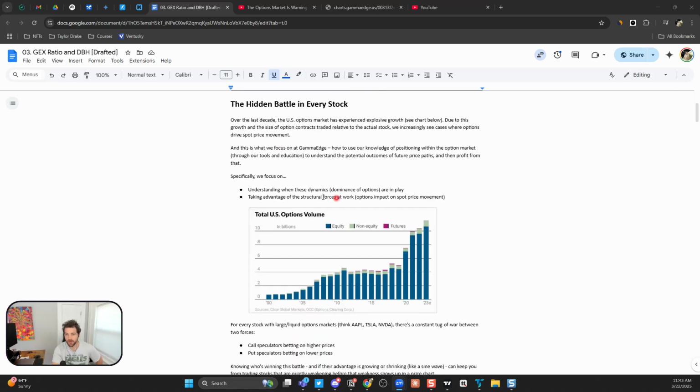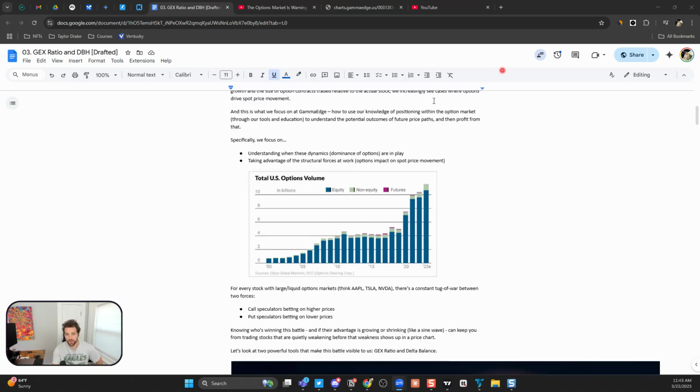However, as we talk about down here, the options market has significantly grown since 2020. Because of that, stock options and the battle between call and put speculators now plays a very important role in how spot price actually moves. This is specifically what we focus on at GammaEdge, and what we want to understand is how that battle between call and put speculators within the options market is shifting throughout time.